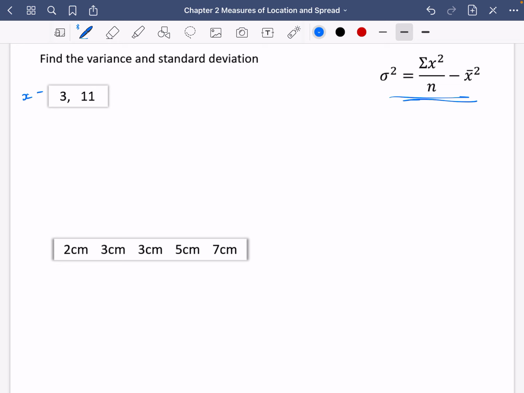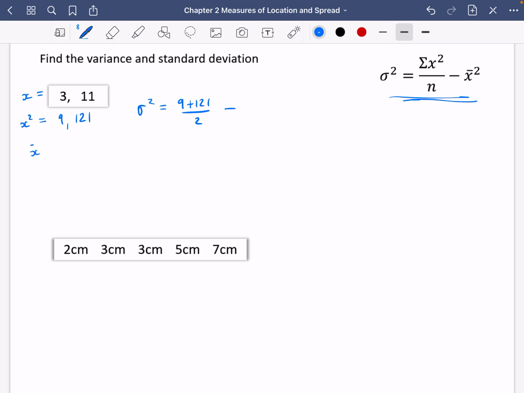So here are my x values that I've got here. My square values are just going to be 3 squared and 11 squared, so I've got 9 and 121. So the variance for this data set is going to be the mean of the squares. So I'm going to add up the square values and divide it by how many there are. And then I'm going to subtract the mean value.